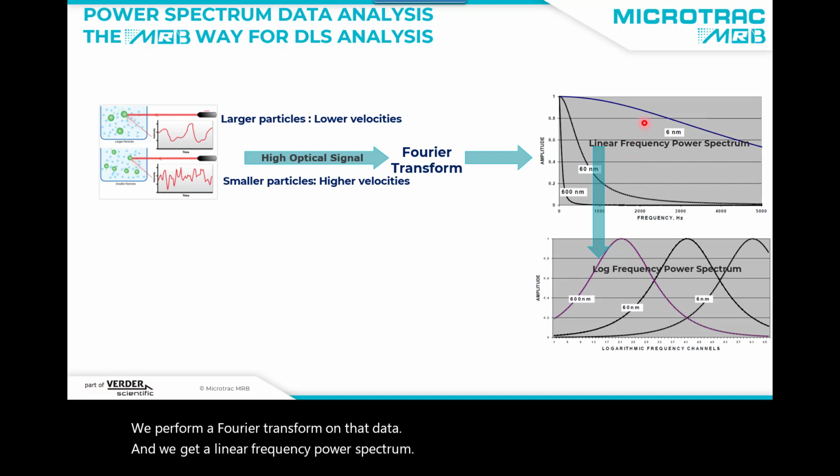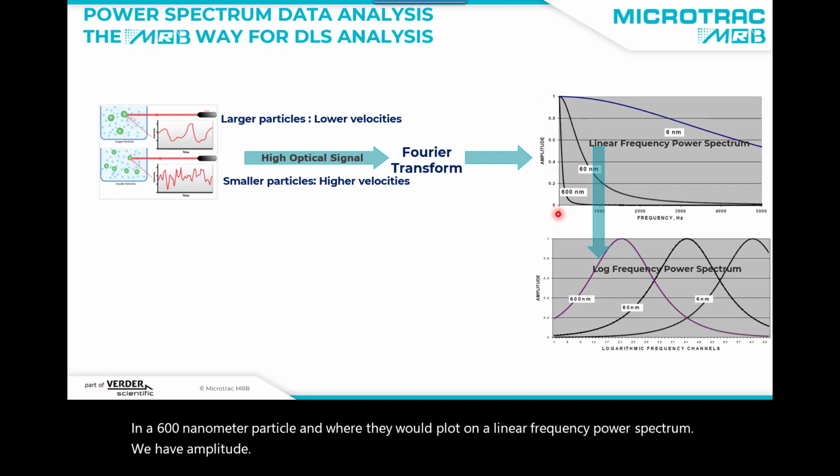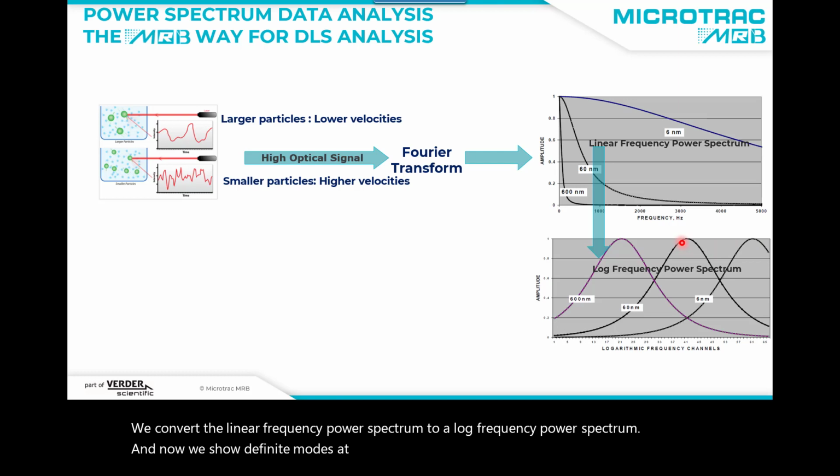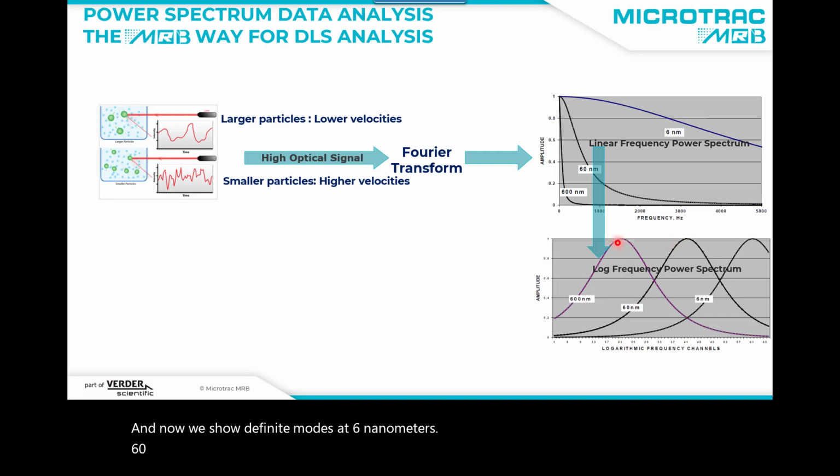And here it's represented with a 6 nanometer, a 60 nanometer, and a 600 nanometer particle, and where they would plot on a linear frequency power spectrum. We have amplitude and frequency increasing in the x-axis. We convert the linear frequency power spectrum to a log frequency power spectrum, and now we show definite modes at 6 nanometers, 60 nanometers, and 600 nanometers.